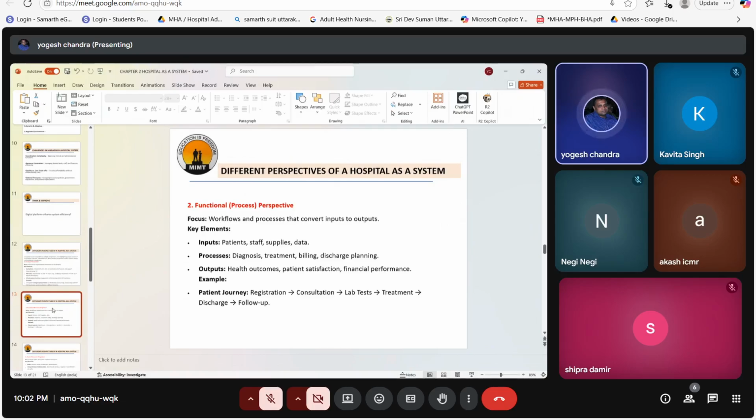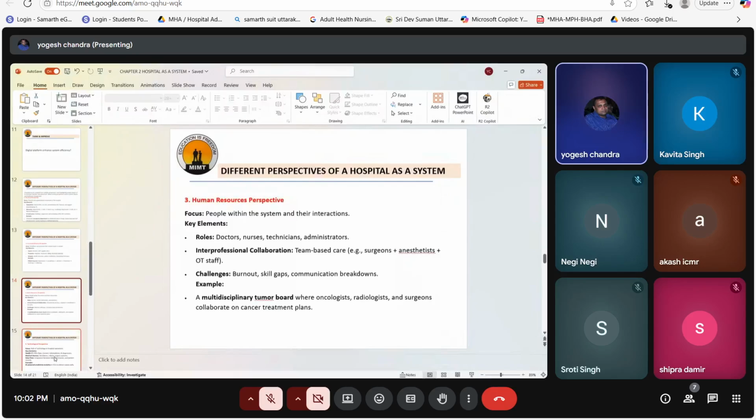After the discharge, the important part is that we should do the follow up also, which is not done by many hospitals, small hospitals or big, branded, corporate hospitals. Some do this kind of follow up. Even after the discharge of the patient, they make a patient group where they keep on interacting with the patient. So that is the functional perspective.